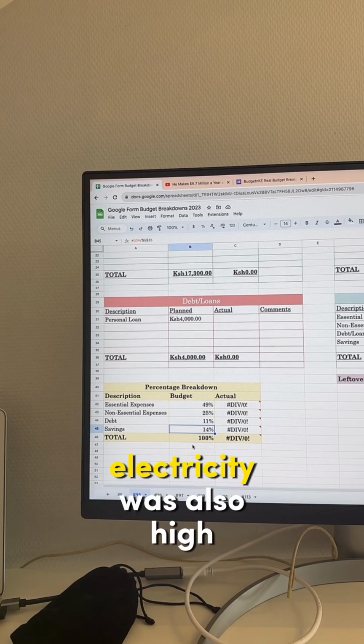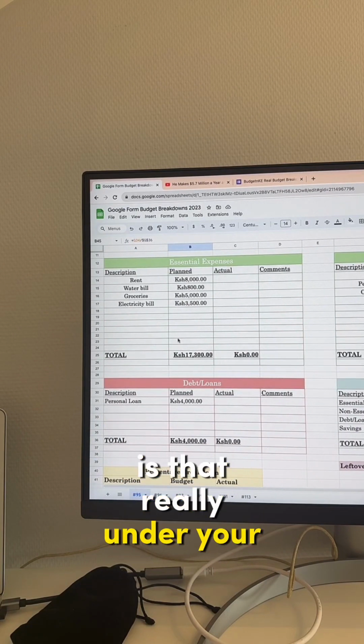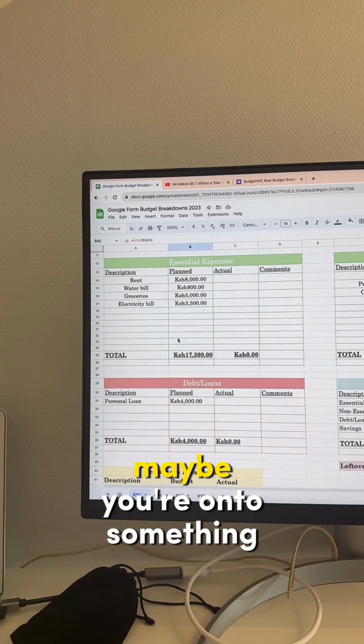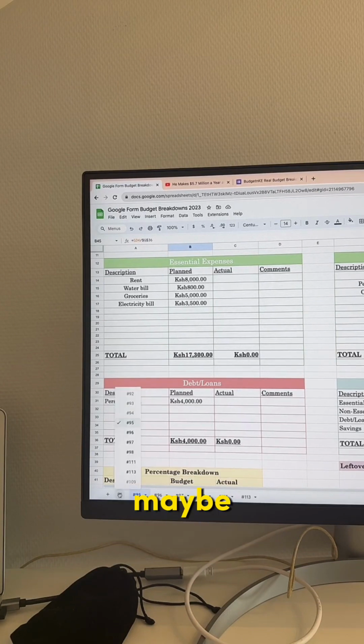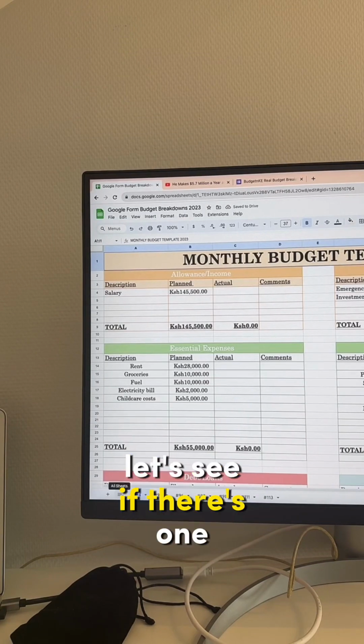Electricity, let's see. The electricity was also high. Okay, yes, but electricity, is that really under your control though? Electricity, anyway, yeah, it's okay. Maybe you're onto something, maybe. Somebody's asking for a budget of 40,000.